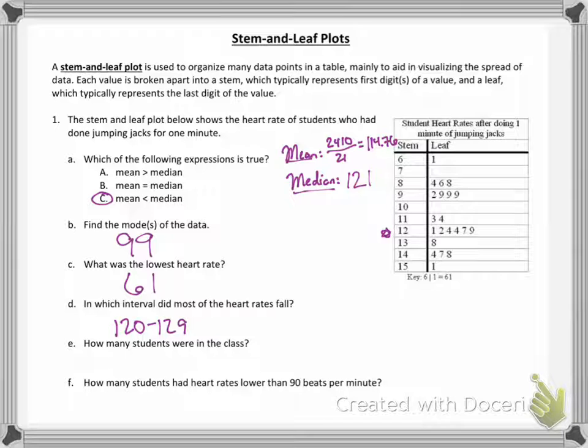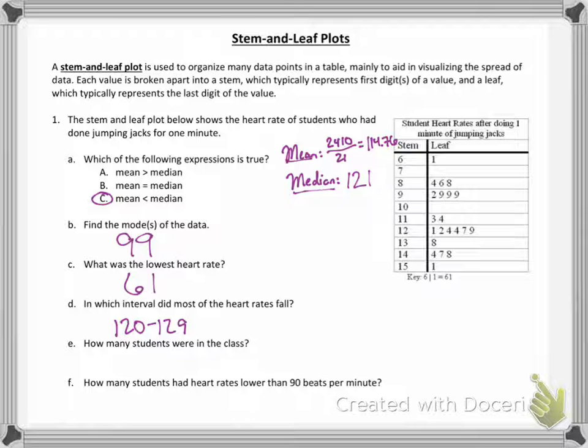So if you get asked the question, what interval? Again, take that stem. Basically, what are all the numbers that start with a 12? It'd be 120, 121, 122, etc. It's not asking what the values are. It's just looking for the interval that has the most. Find the row that does, and that's how you would interpret that.